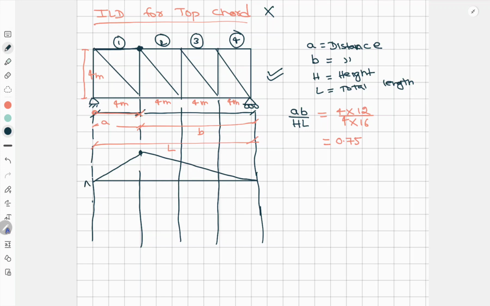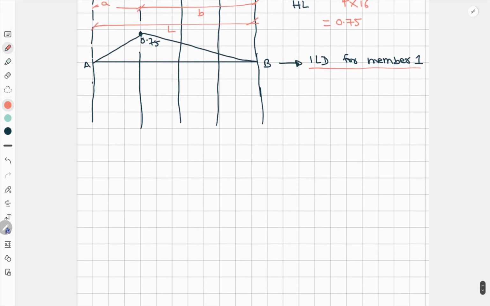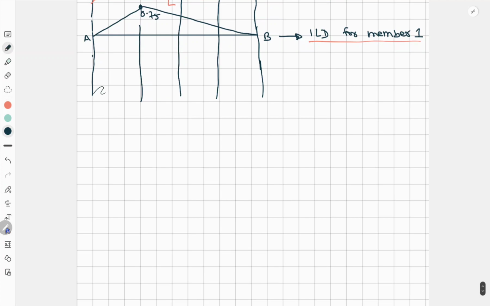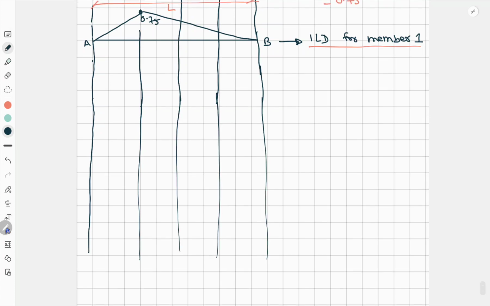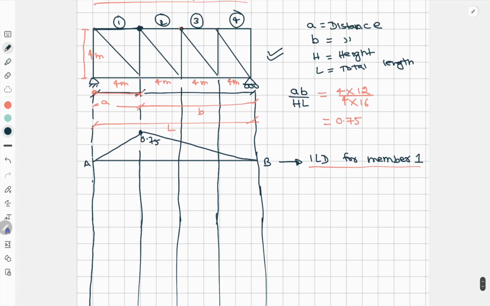Okay, so this is the point A and B, and this is the 0.75, and this diagram is the ILD, the influence line diagram, for member 1. Okay, now again we have to draw the ILD for member 2. Again we have to repeat the same, that is, just continue this line like this. So now we have to find for this.